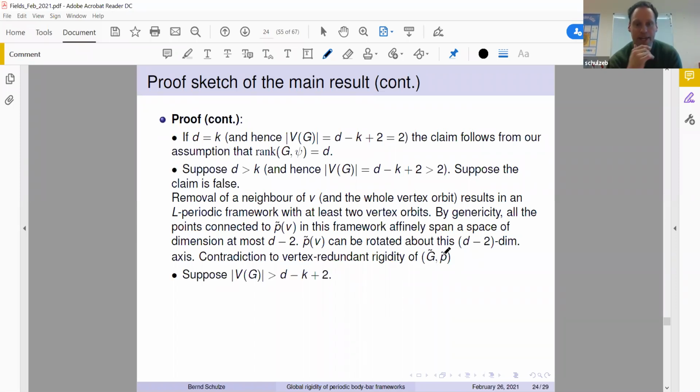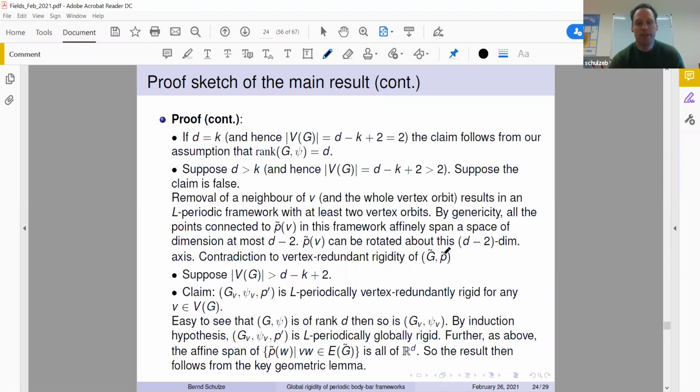Okay, and the final case is that we have a large number of vertex orbits. So V is larger than D minus K plus 2. In this case, the key claim is that the framework GV is vertex redundantly rigid. So if we can show that, then by the induction hypothesis, GV is globally rigid. By assumption, G minus V is rigid. The rank of GV is the same as G by definition of GV. So all the conditions of this geometric lemma are satisfied, and we complete the proof.